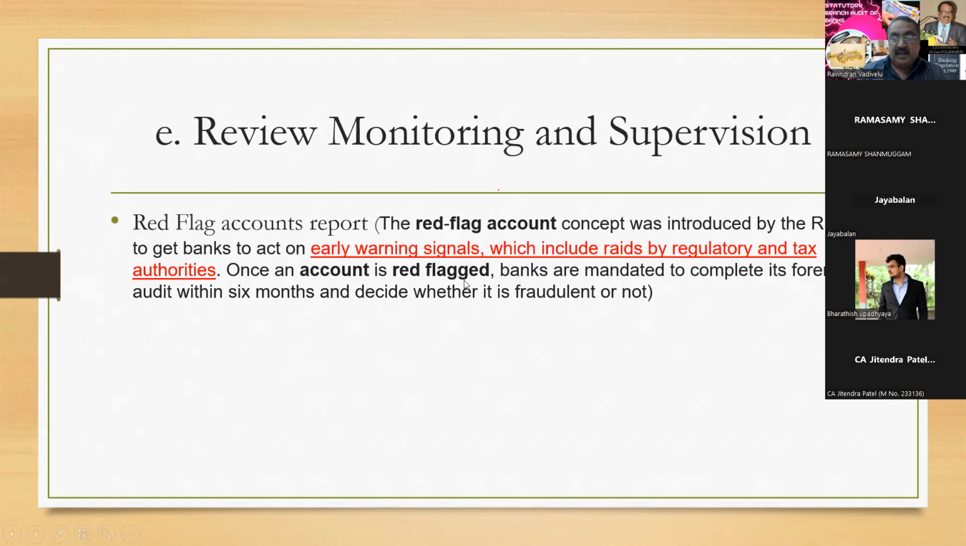Once an account is red flagged, banks are mandated to complete the forensic audit within 6 months and decide whether it's fraudulent or not. So here the main condition is early warning signal. What is early warning signal? The activities of the unit are covered. Some activities are covered by PMLA, that is the Prevention of Money Laundering Act. If it is covered, that is an early warning signal.